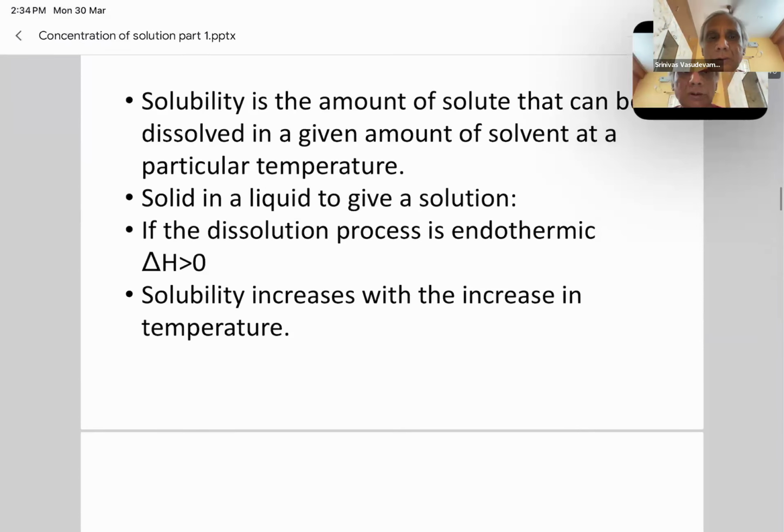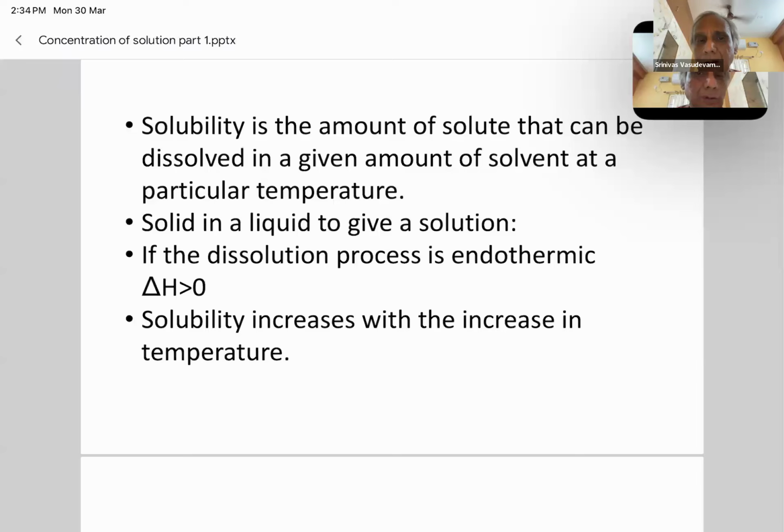Solubility is the amount of solute that can be dissolved in a given amount of solvent at a particular temperature. A solid dissolves in a liquid to give a solution. Most of the time, this process is endothermic, so delta H is greater than 0. That is, heat is absorbed by the system from the surroundings.